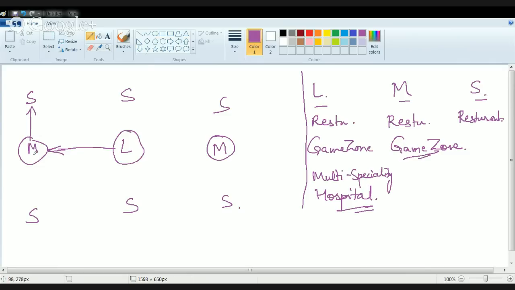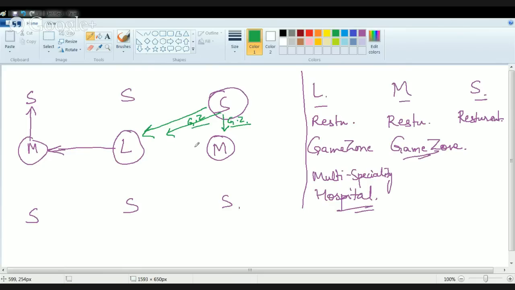So this is what I'm saying, the import and export processes within the large, medium and small settlements. Now, on the other hand, what would be the mechanism from the side of small settlements? The small settlement would try to take facilities of the multi-specialty hospital directly from the large center. Okay, but for the game zone facilities, it can either go to a medium city or to a large city.